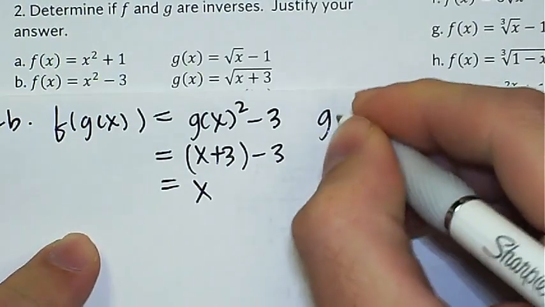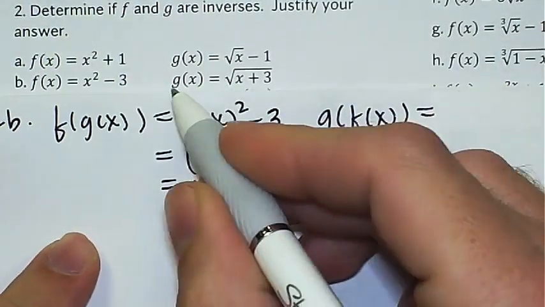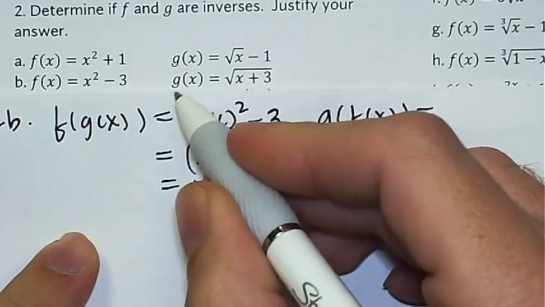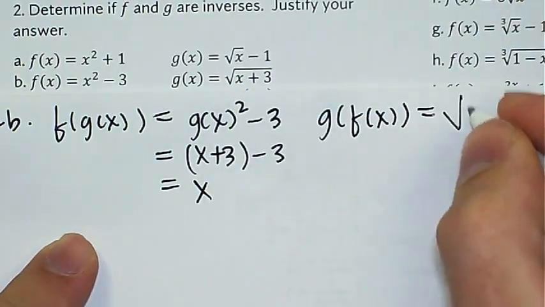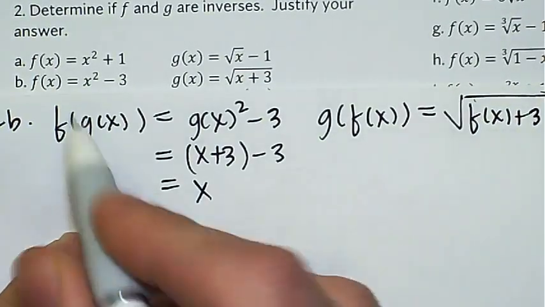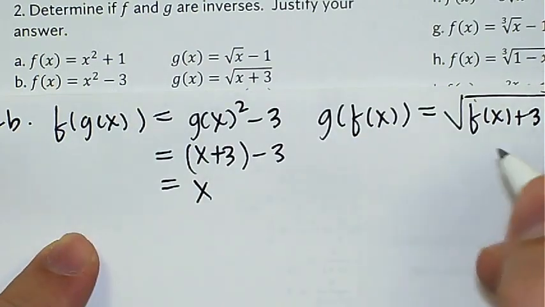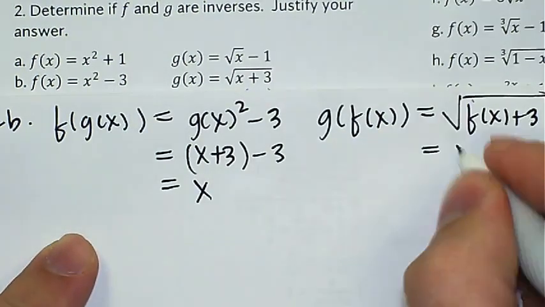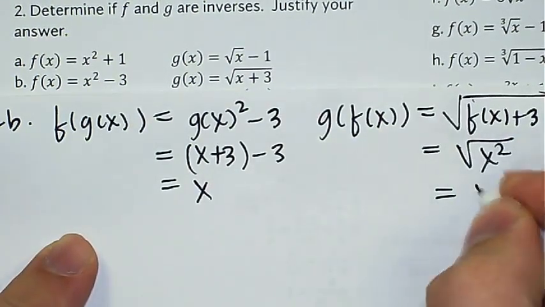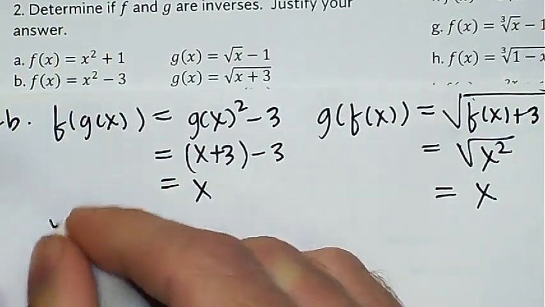Now we'll try g of f of x. And that's going to be, well, g of x is the square root of x plus 3, so g of f of x will be the square root of f of x plus 3. But if I take f of x and I add 3 to it, I'll just have x squared minus 3 plus 3. It's just x squared. So I'm taking the square root of x squared, and that's just going to be x. Happy. Yes, they are inverses.